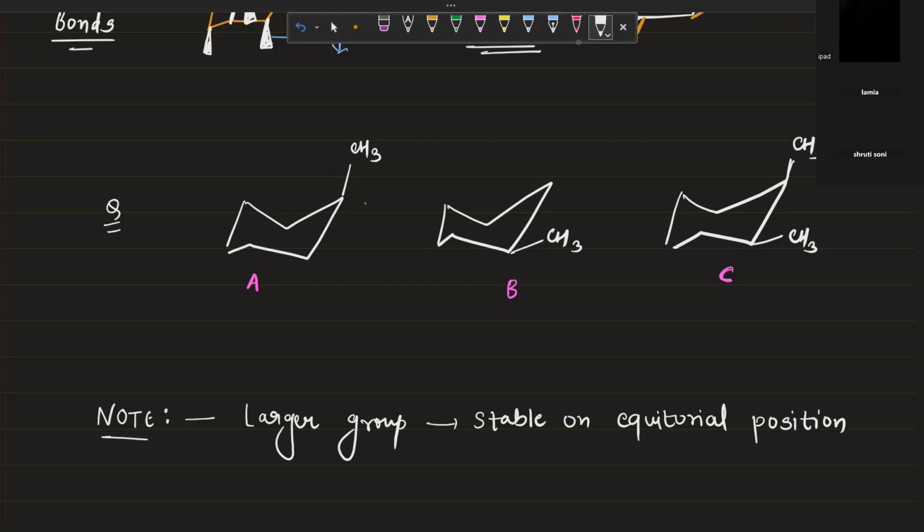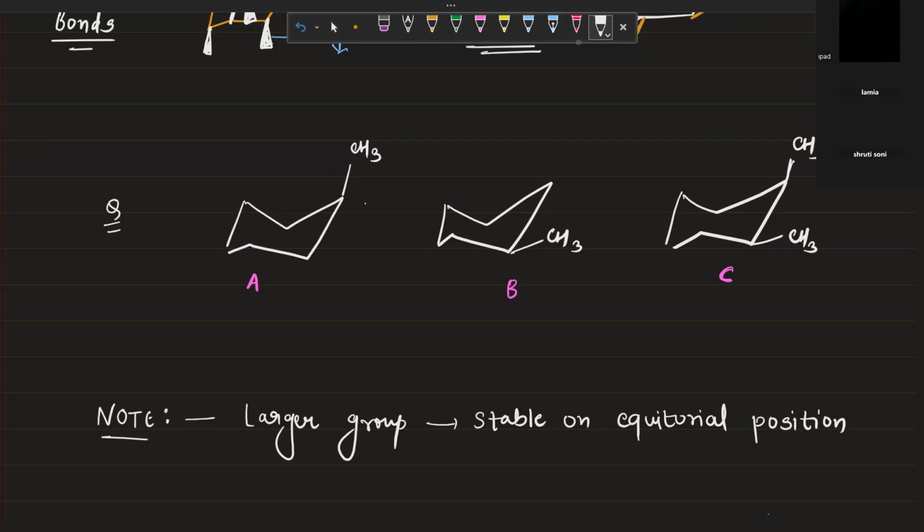Does it have to do with steric hindrance? Yes, it's steric hindrance. It's a 1,3 diaxial interaction. Two terms will come. So what is 1,3 diaxial interaction or steric hindrance? First and third carbon, right? Absolutely, very good.